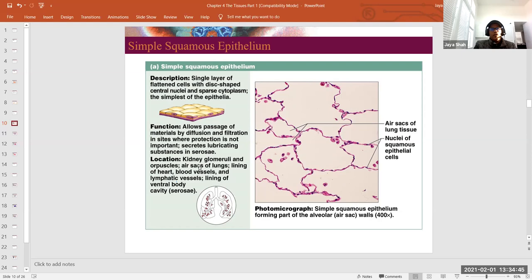Where are they found? They are found in the kidney tubules, in the air sacs of lungs, lining of the heart, blood vessels, lymphatic vessels, and lining of the ventral body cavity like serosa. So this is found all over the body.